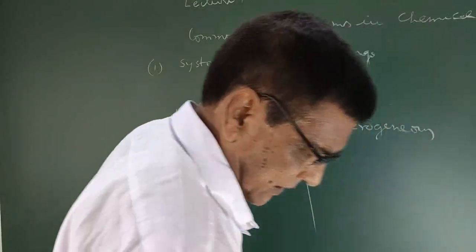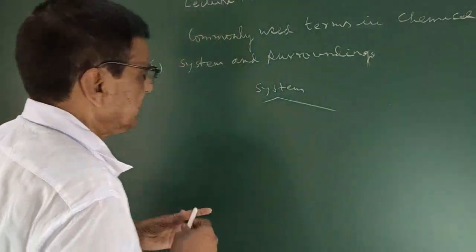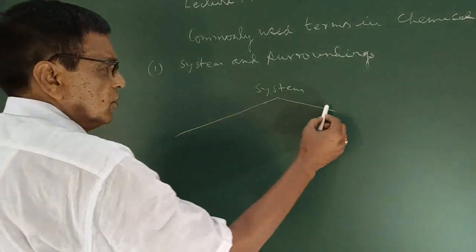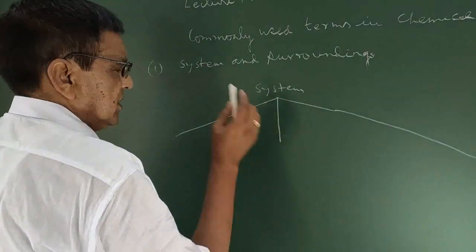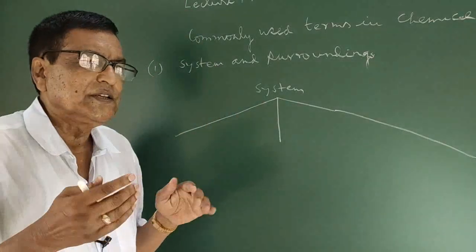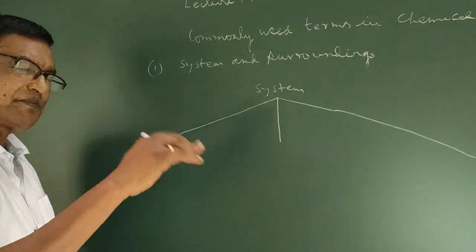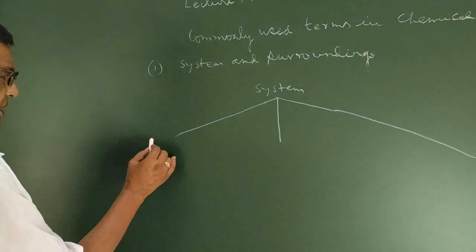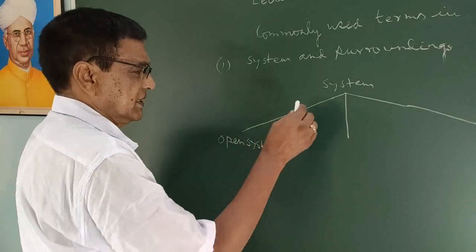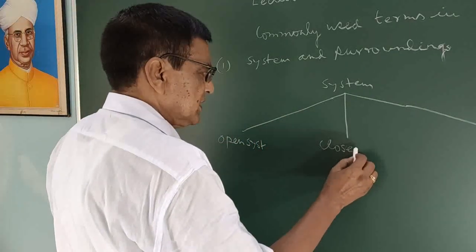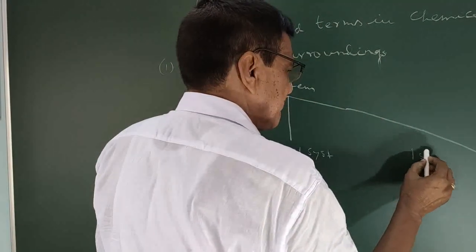But in thermodynamics, the classification we better express on the nature of the walls or boundary which encompass this system, which separates the system from this universe. And first one is the open system. The second one is the closed system, and the third one is the isolated system.